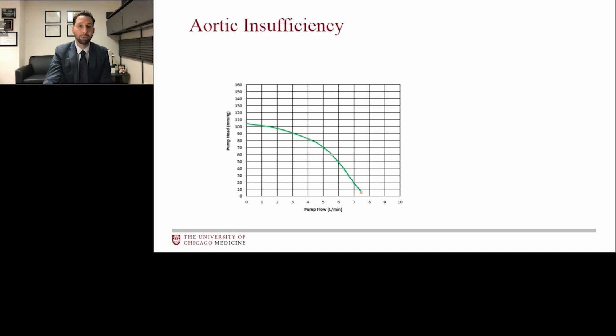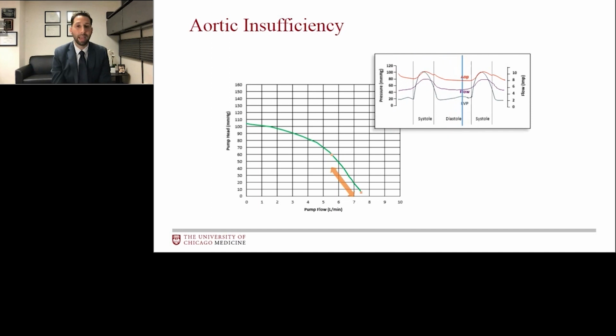Well, I'm going to first point out to you that because of the AI, if you look at the insert, the diastolic pressure gradient has narrowed. It previously was 80, and now it is 60 millimeters of mercury. And that's because of both a drop in aortic pressure, but also a simultaneous rise in left ventricular pressure. Peak systolic gradient, though, is still 0.